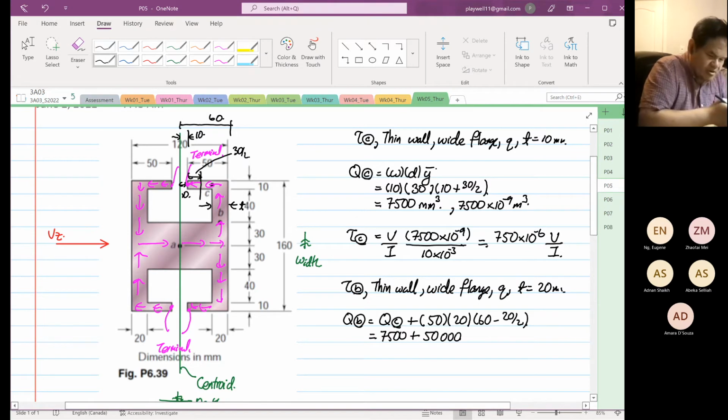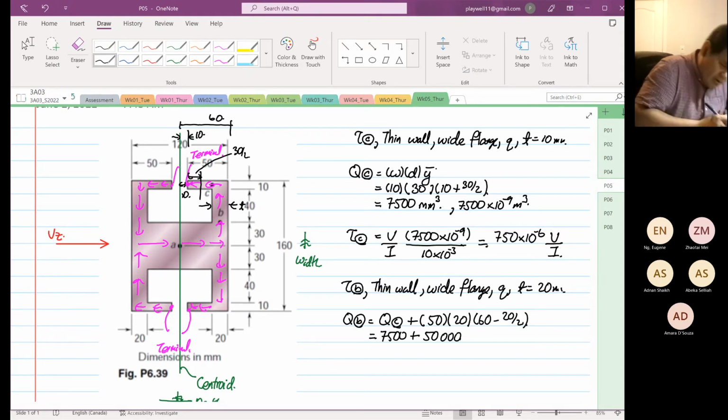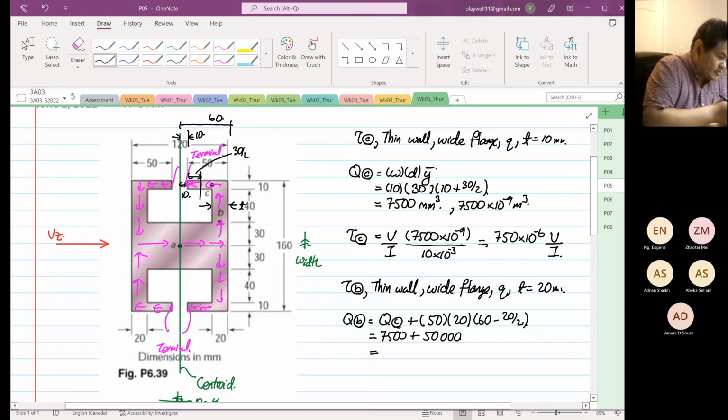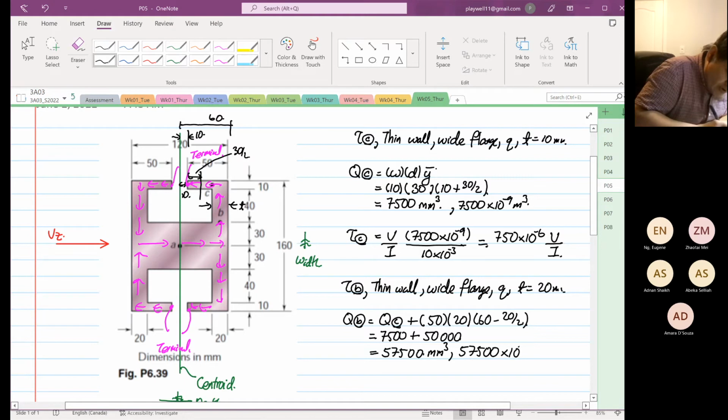Let me do it again. 60 minus 10, y-bar is, yep, times 20 times 50. Okay, so this is equal to 7500 plus 50,000, which is 57,500. Let me do it again. 7500 plus 50,000, 1, 2, 3. Yep. Okay, so this is 57,500 millimeter cubed, or 57,500 times 10 to the power minus 9 meter cubed.